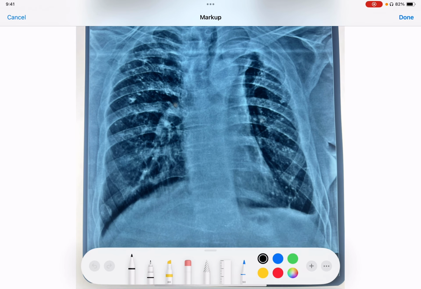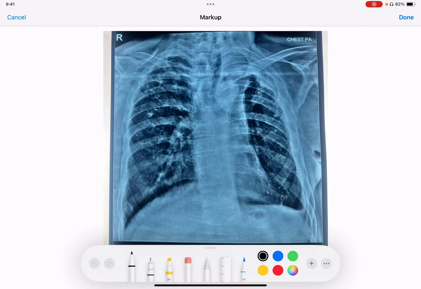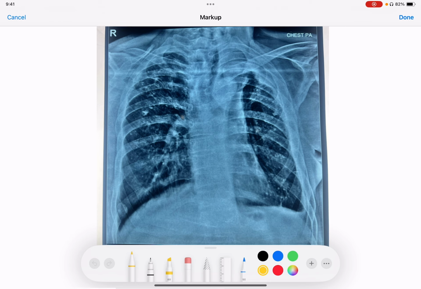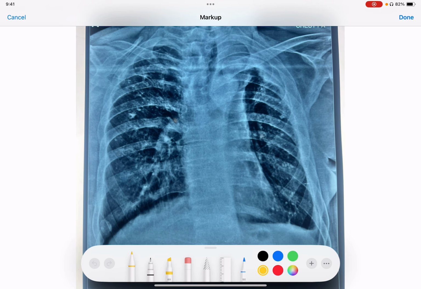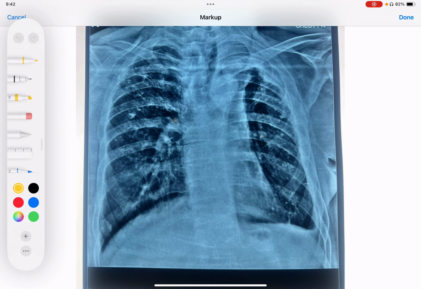So here we have a very interesting X-ray of the chest. Now this chest X-ray is in the PA view, which is visible here. When we try to see findings, there are so many interesting findings, but the most important thing which we should always see is the trachea. If you can see here, this is the tracheal margin.